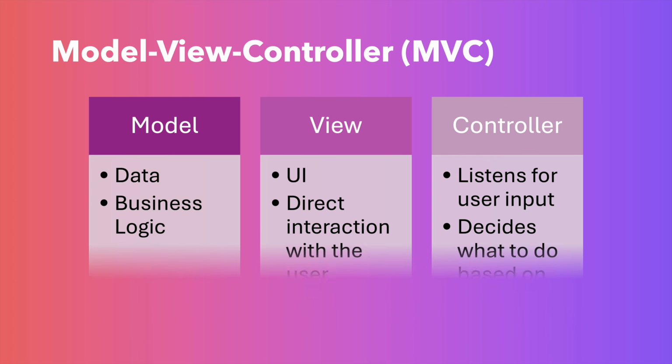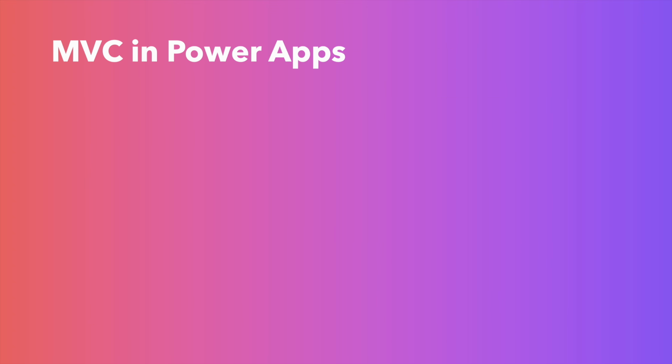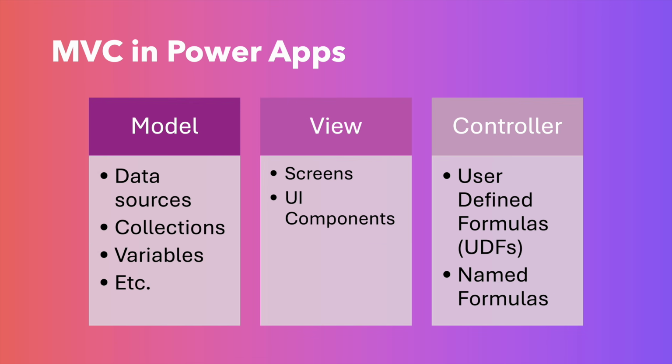We don't have the exact structures that we do in traditional software development, but we do have all the ingredients for MVC. The model becomes your data sources and your collections. This represents everything that your app knows about. The view is your screens and controls, the galleries, the buttons, the labels that the user interacts with. Any components that you have that are dedicated to the UI would also be included here. Now that leaves the controller, and this is where things get interesting.